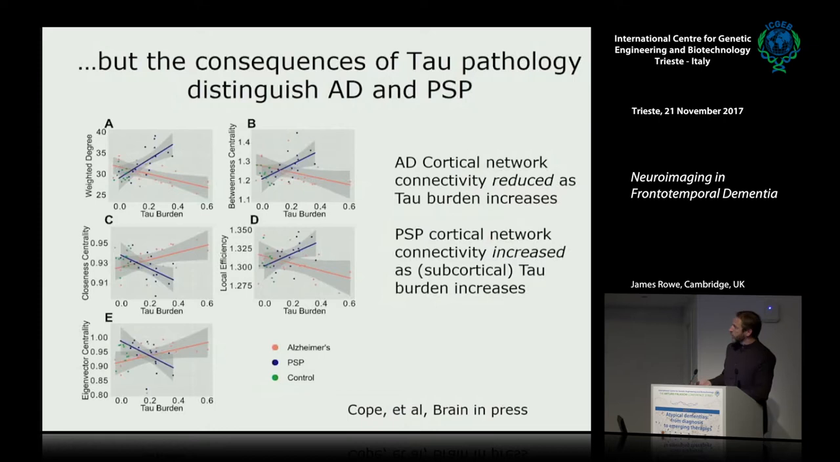Essentially, in Alzheimer's disease, your cortical network loses connections, the red line going down. Things become more central. In other words, there's a sparsity of the cortical network, and local efficiency here is reduced in the presence of increasing tau in AD. The opposite occurs in PSP. So the degradation of your subcortical network in particular leads to a series of changes, particularly of indirect routes, that actually cause an increase in the graph metrics of connectivity in PSP. So very different consequences revealed through the imaging analysis.